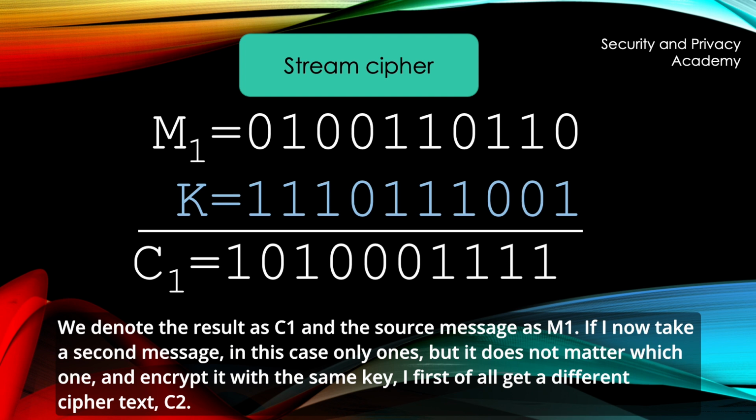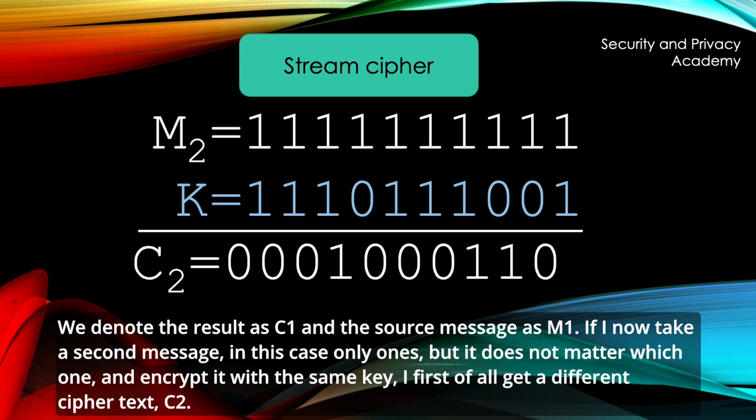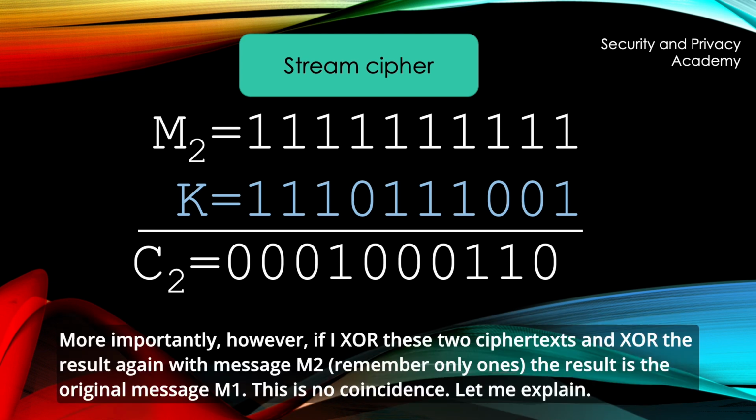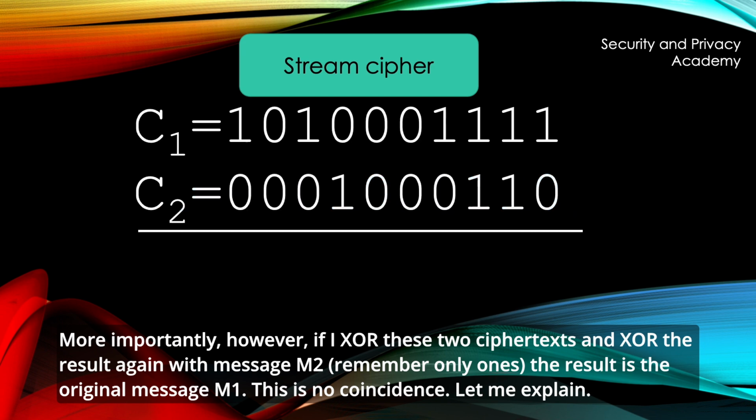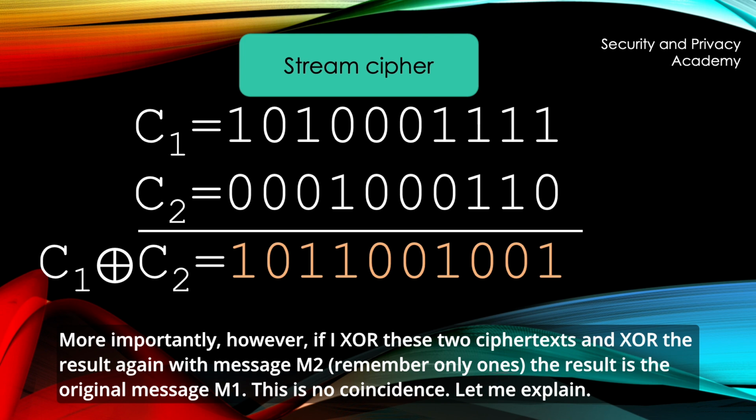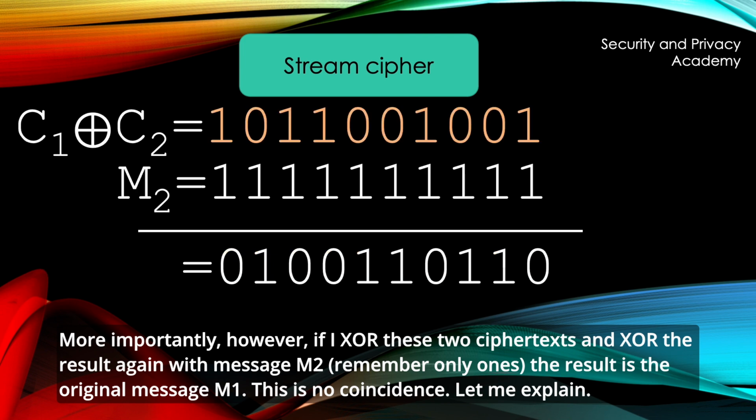If I now take a second message, in this case only once, but it doesn't really matter which one, and encrypt it with the same key, I first of all get a different ciphertext, C2. More importantly, however, if I XOR these two ciphertexts and XOR the result again with message M2, remember only once, the result is the original message M1. This is no coincidence. Let me explain.